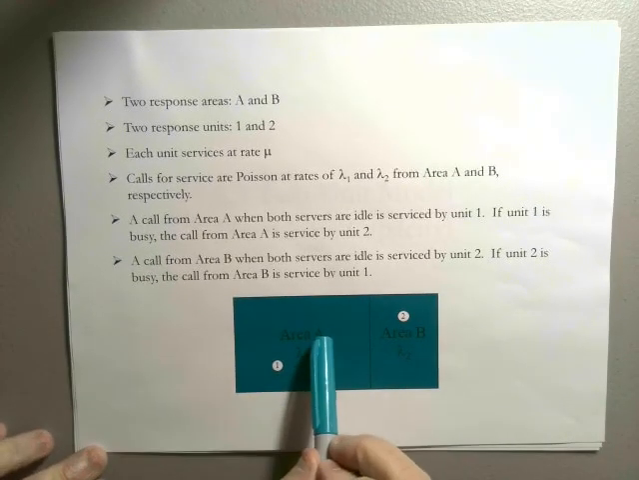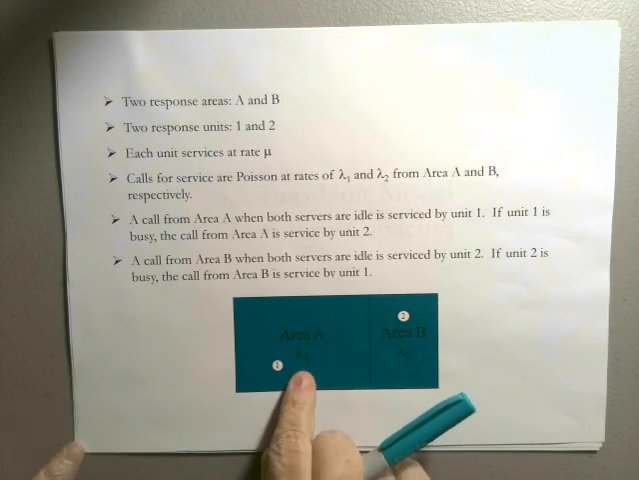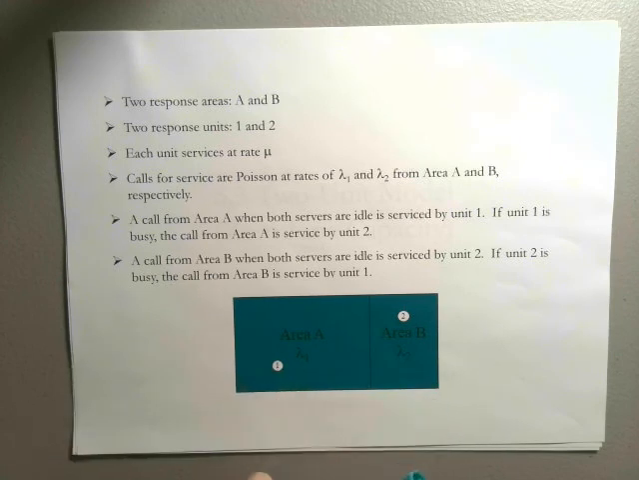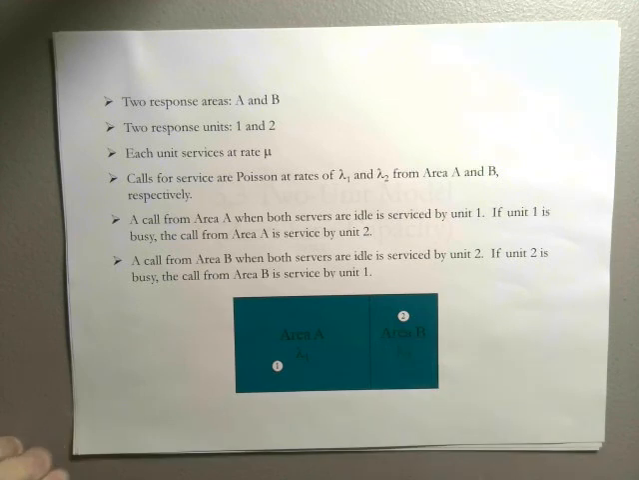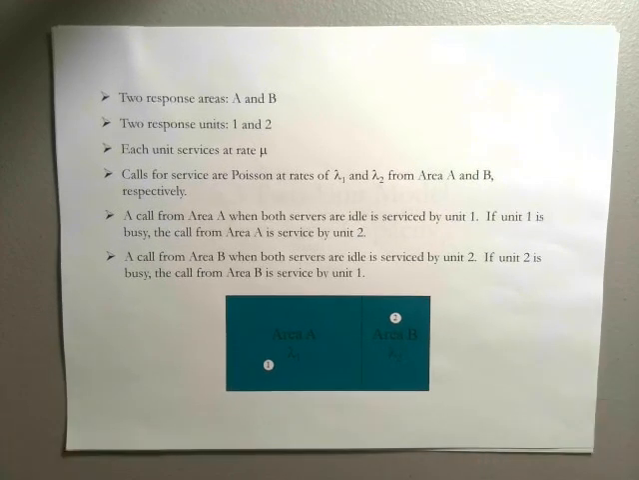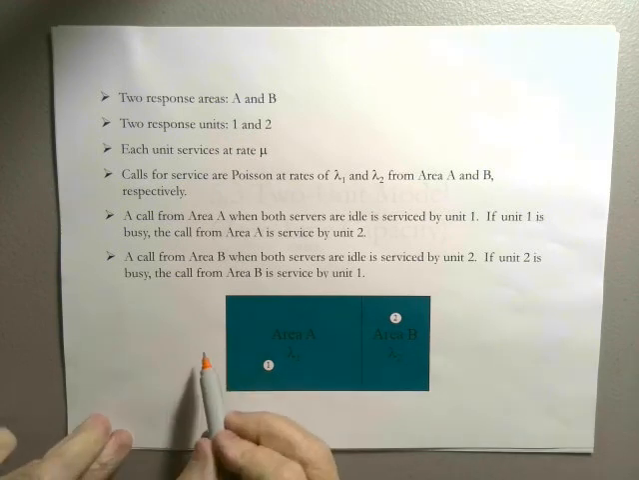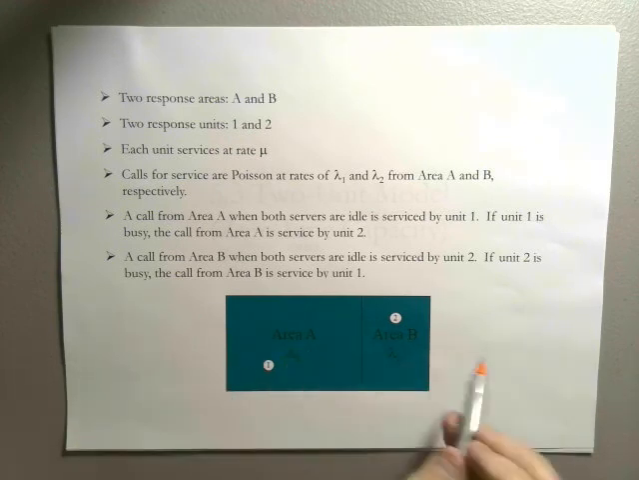This says area A, and it has a lambda 1 here and then a 1 in a white circle, and this is area B with a lambda 2 and a 2 in a white circle. So let me explain. We're going to basically have a city that just has 2 response areas, A and B. If you want, you could think of it as the west side and the east side, okay? And they have different areas I'm trying to show. We have 2 response units, 1 and 2.